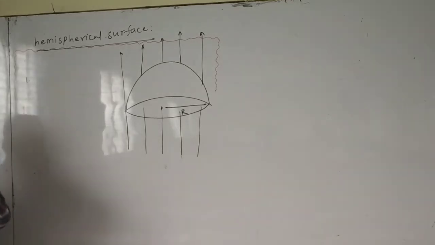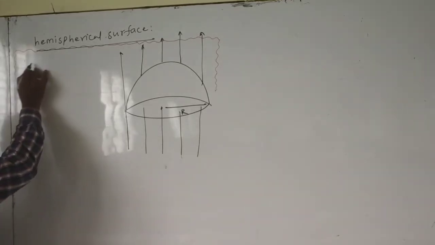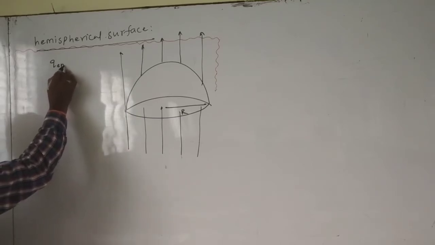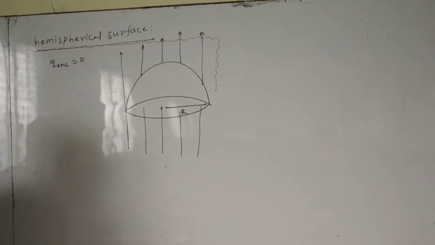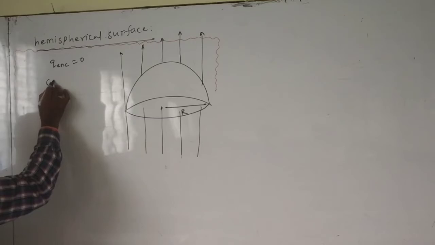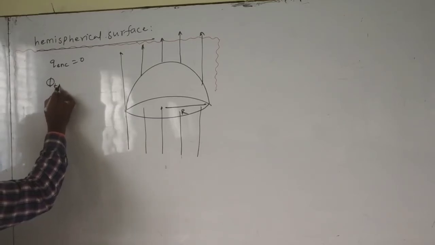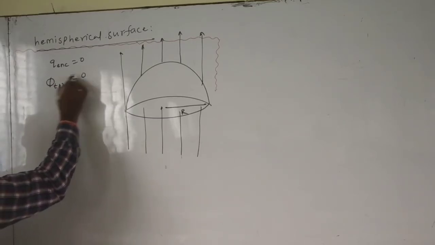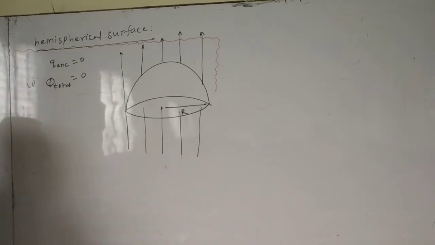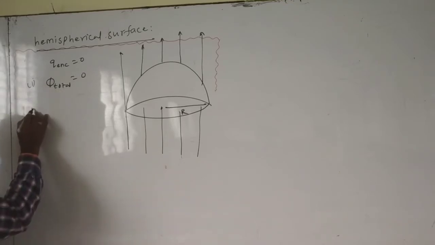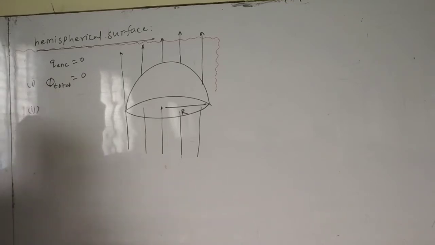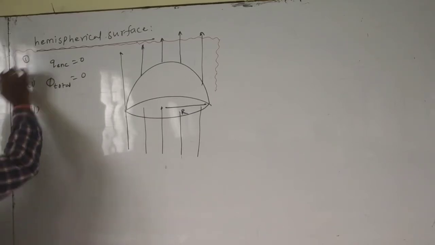So now, first, the angle is 0. According to Gauss law, what is the total flux? It is equal to 0. That is number 1. This is case 1. Next, number 2.